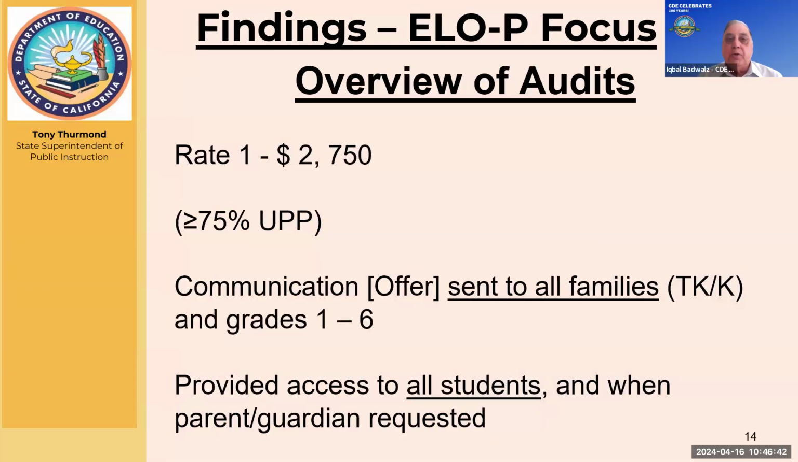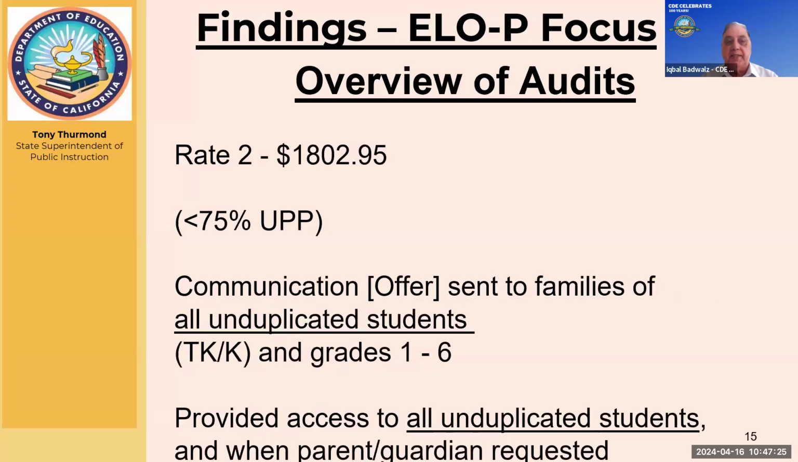Thank you, Josh. Most of you who have been operating the ELO-P program know that there are 2 rates. Rate 1 is for $2,750, stated in law. And this is applicable for all LEAs that are equal to or more than 75% unduplicated pupil percentage. The requirement is that you should be sending this communication to all families, TK grades, as well as grades 1 through 6. If any of the parents ask for their students to be provided access, the LEA should provide access to all students, when specifically asked by a parent or guardian. Next, please.